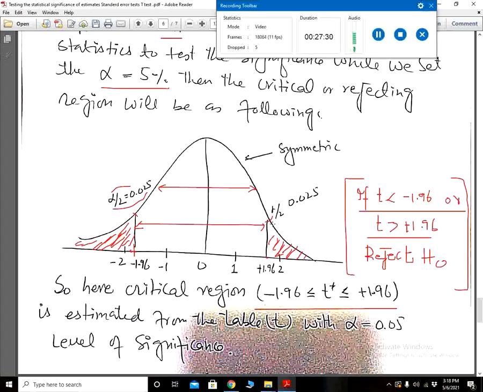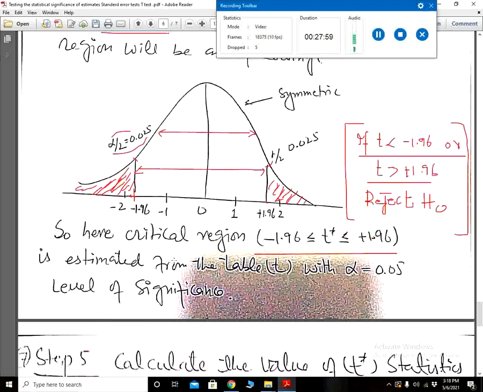And what is the critical region? We state that if t is less than negative 1.96, here we will reject the null hypothesis, or if t is greater than 1.96, here we will reject the null hypothesis. And if t falls between them, meaning that negative 1.96 is less than or equal to t, and t is less than or equal to plus 1.96, if t falls here, we will accept the null hypothesis.